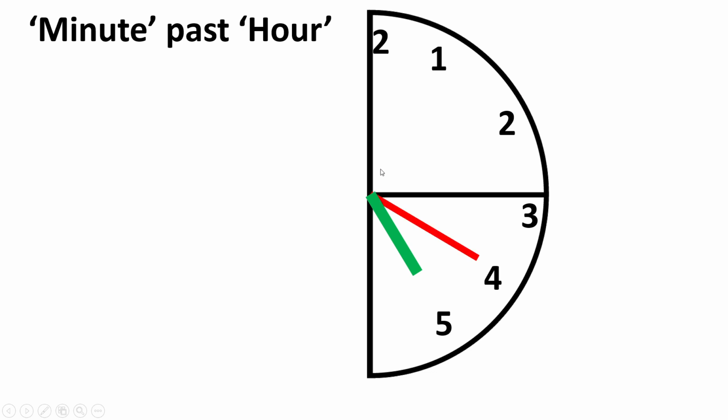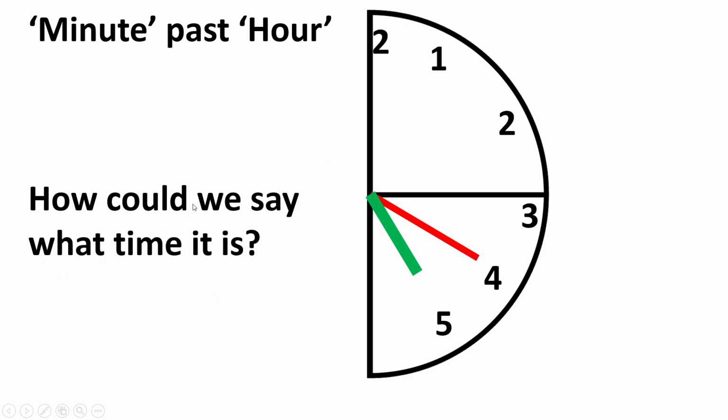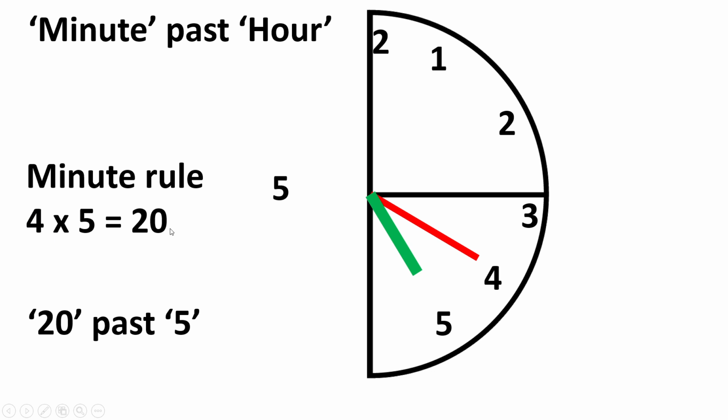Let's try it again with a different time. This time the minute hand is pointing at 4. We could say what the time is by using the minute rule again, which is 4 multiplied by 5, which is 20. The hour hand has not changed, it is still pointing at 5. So we would say it is 20 past 5.